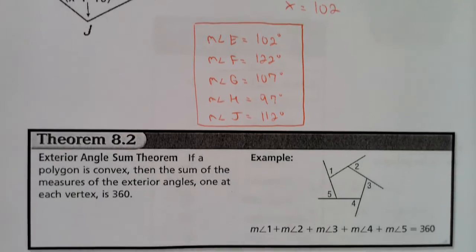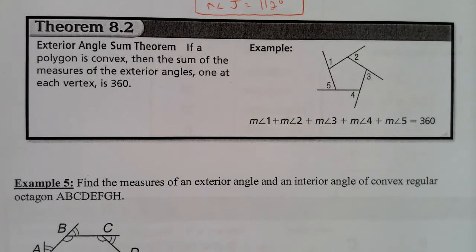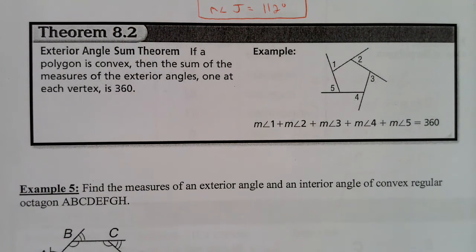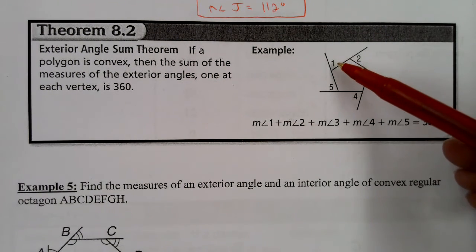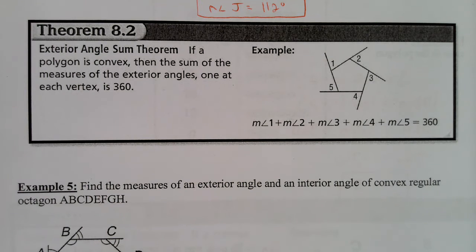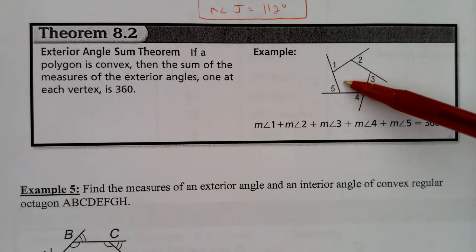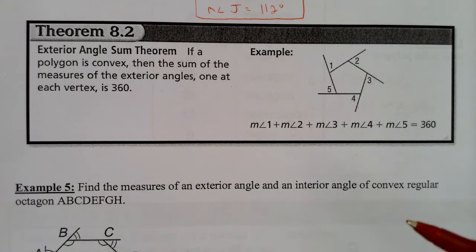All right. One more theorem and then one more example. The exterior angle sum theorem. Think back to when we did parallel lines. Exterior angles were angles outside parallel lines. Exterior angles would be the angles that you get when you extend a segment. So if we focus on this pentagon right here, we have 5 exterior angles.